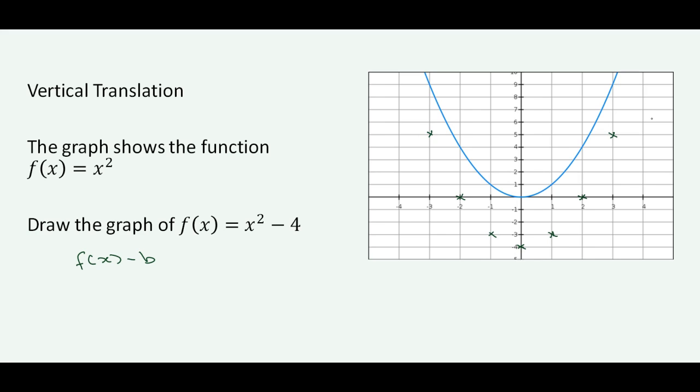So our graph is going to look similar to this. We have something that looks like that, and then here we have this going in this direction. That's what the graph is going to look like when it's translated downwards.